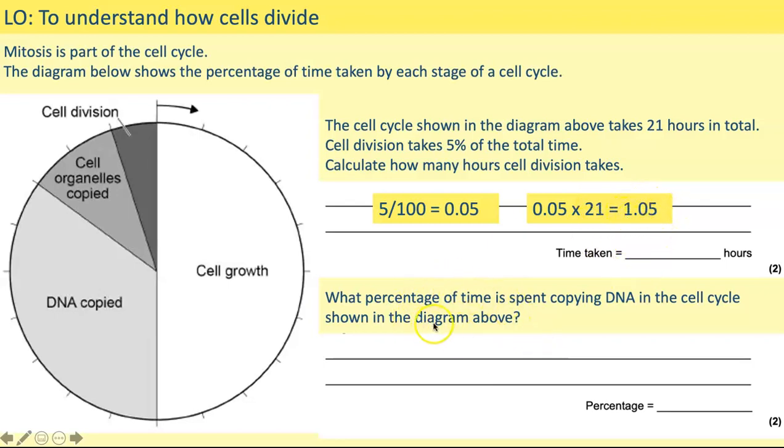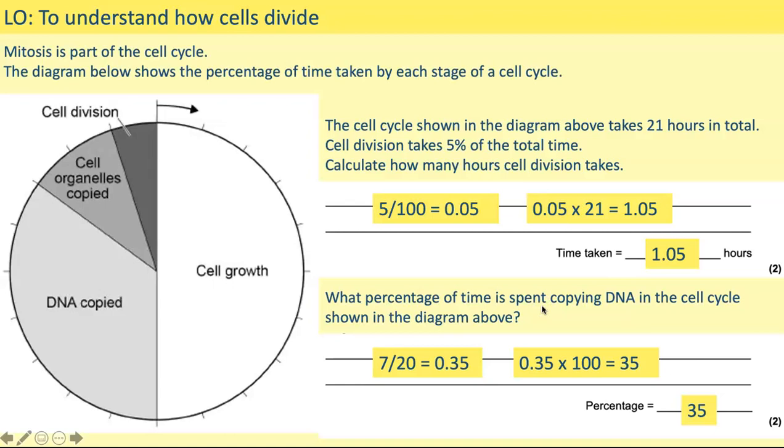For this question down here, it's asking us what percentage of time is spent copying the DNA in the cell cycle. So there's 7 of these increments out of a total 20. So 7 divided by 20 gives us 0.35. If we times that by 100 for a percentage, then we get 35%.